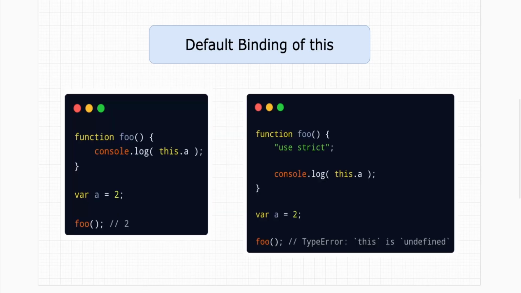Okay, great. So first let's discuss what is meant by default binding of this. Let's understand this with an example. In this example you can see that we have one function foo, and we have defined one variable a with a value 2, and then in the last statement we are invoking the function foo. Now guess what will be the value printed by the console.log statement here. As you can see, the console.log statement will print 2 in the console, but you have to understand why the value 2, why not another value.